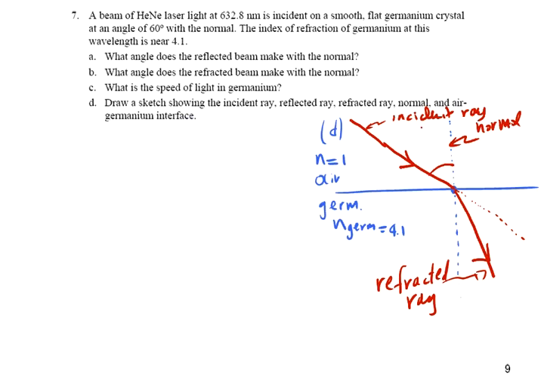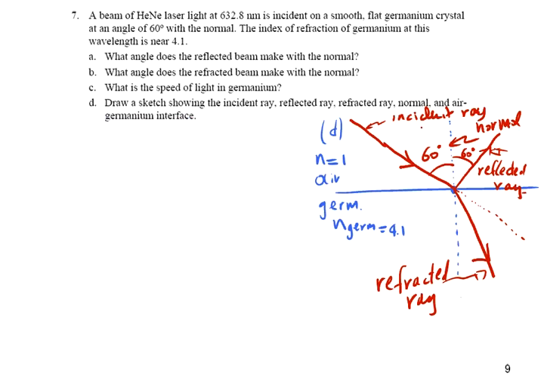Also, at any interface you're going to have a reflected ray, and the reflected ray should be back into the medium which the original ray came from at the same angle of incidence. So the reflected ray would be at an angle of 16 degrees. This is the reflected ray. So we have everything here on our diagram which satisfies part D of the question.